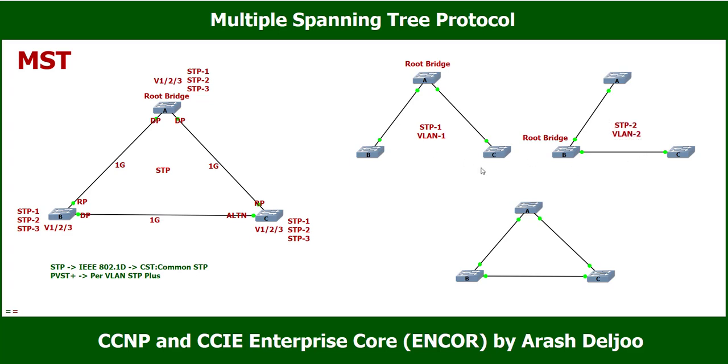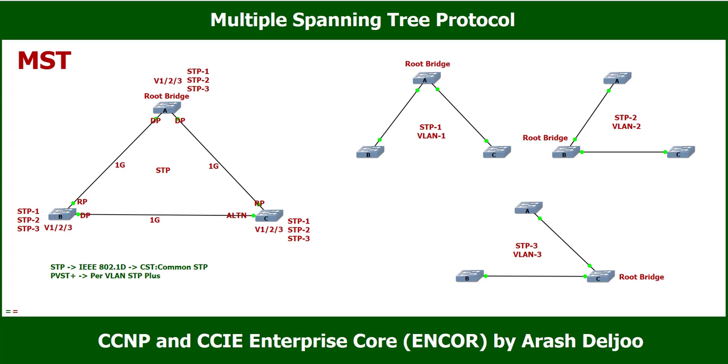And for STP3, STP for VLAN 3, we are choosing the root bridge in switch C. Okay, this is the root bridge in STP3, and this is our active topology. And here, as you can see, we have STP3, and this is for VLAN 3. As you can see, now we are creating 3 STP instances, and because of that, we can use 3 active topologies. What is the benefit?